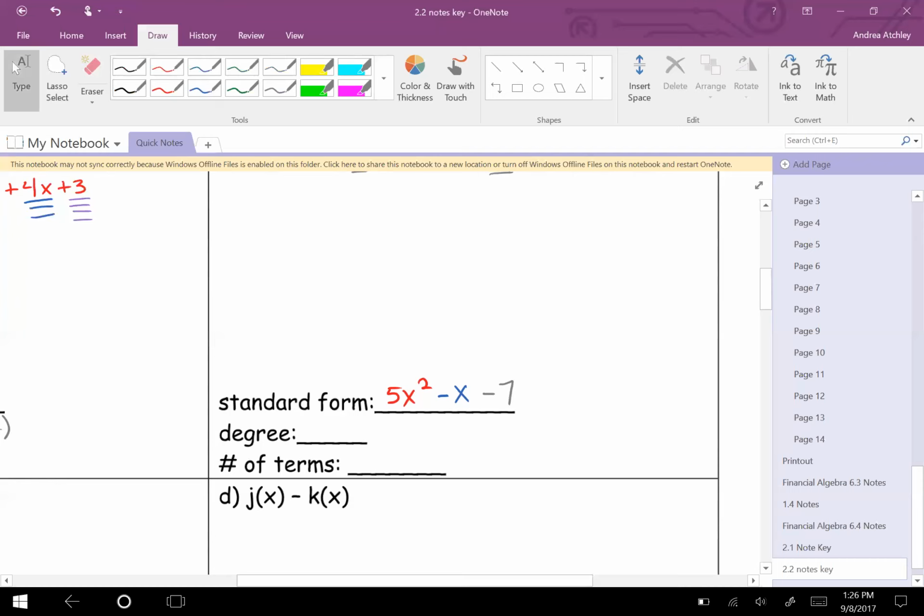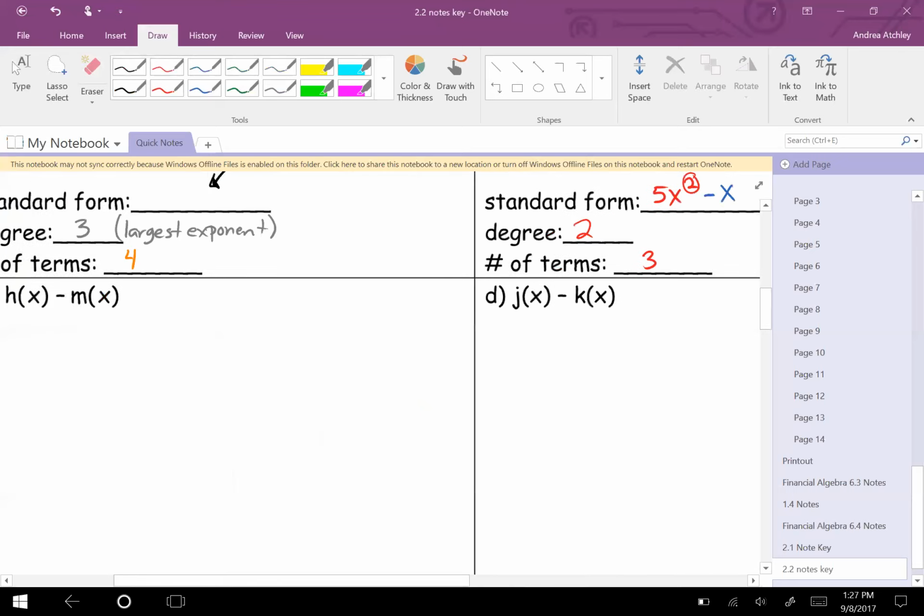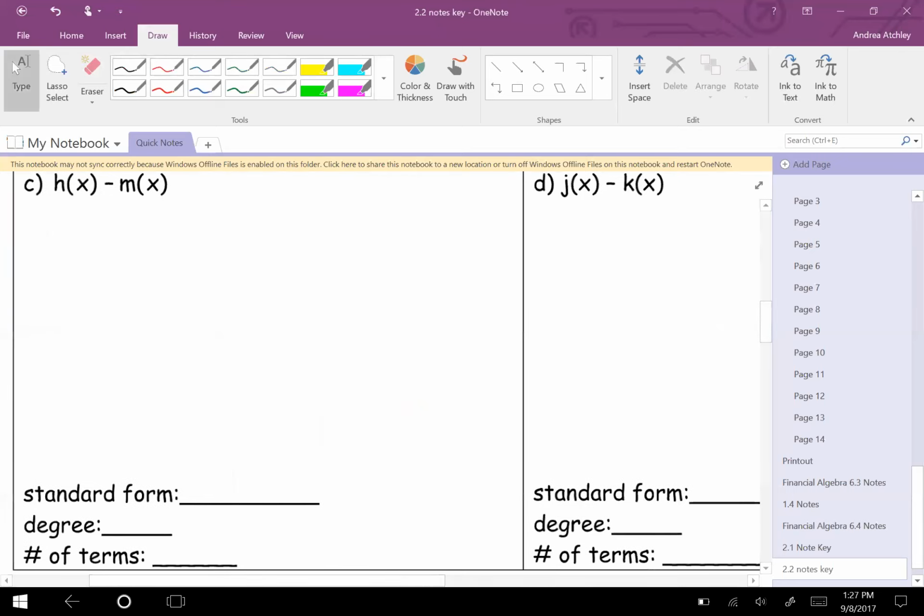Josh, what's the degree there? 2. And Sebastian, how many terms do I have? I have 3 terms. Very good. Okay. How are we doing? Pretty easy, right? Okay, I want you guys to do C and D in your pairs.